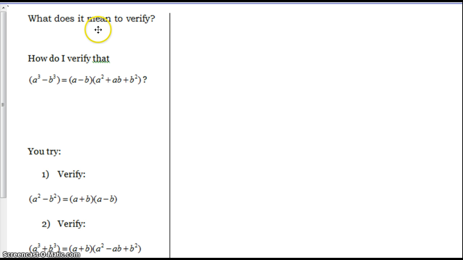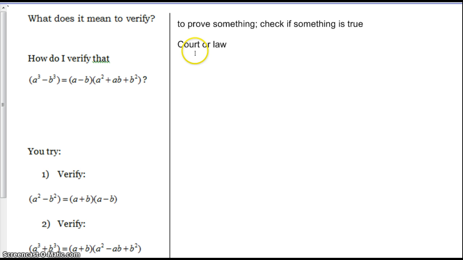Our first topic is our first learning target, and the question it leads off with is, what does it mean to verify? I want you to go ahead and pause the video and think about that word and what it means to you. To me, the word verify means to prove something and check if something is true. When I went to look it up as I created this video tonight, that's actually the definition, the first 2 definitions that come up when you use Encarta Dictionary. So I thought that was interesting.